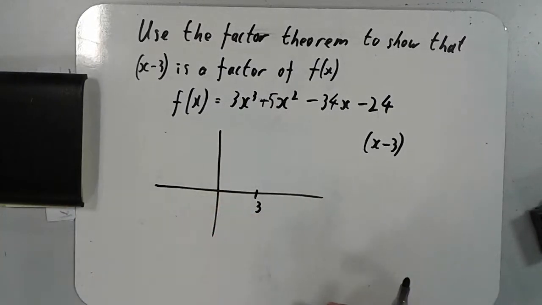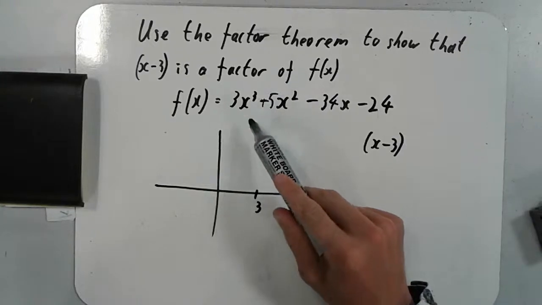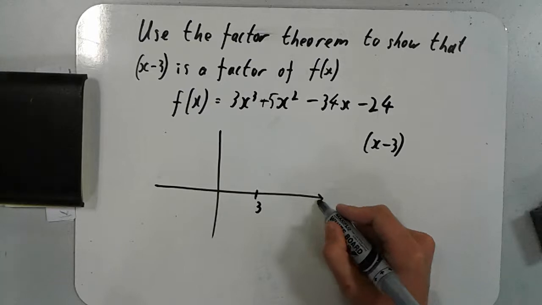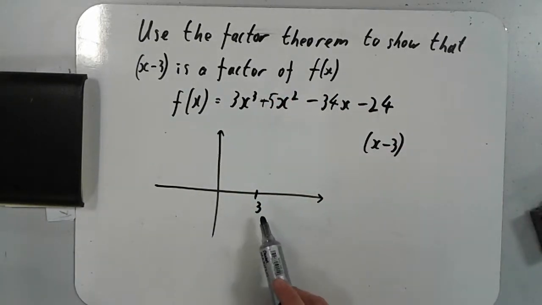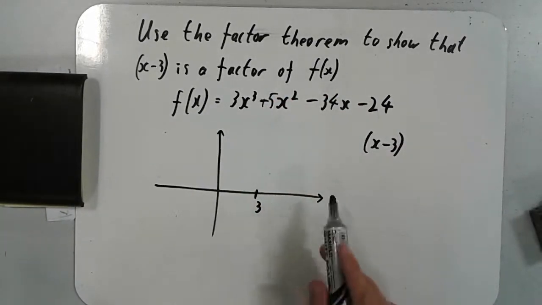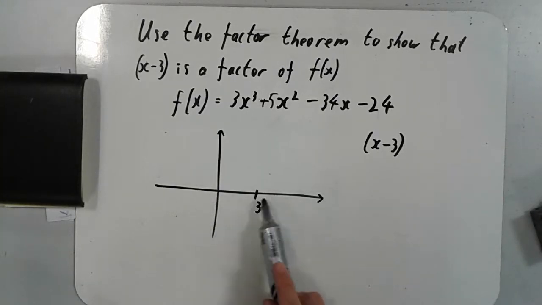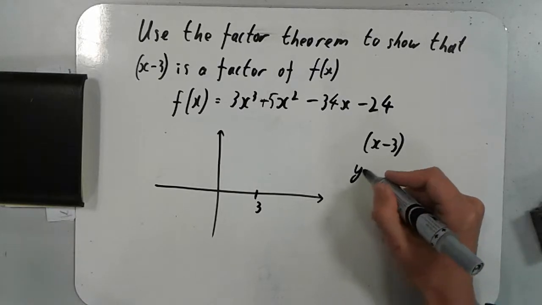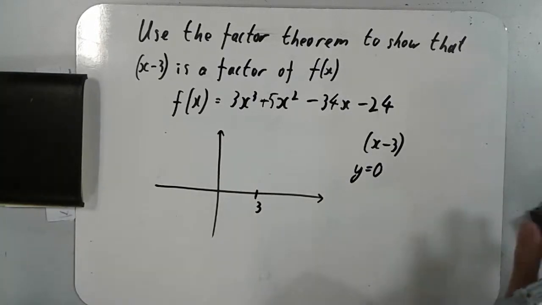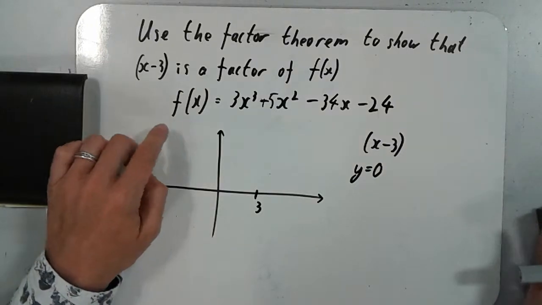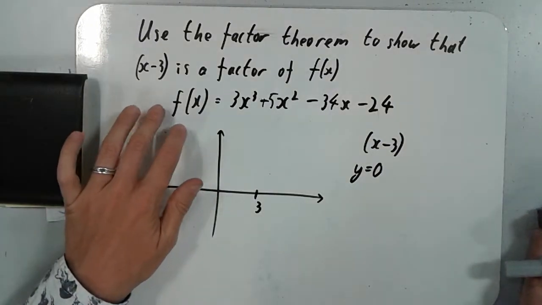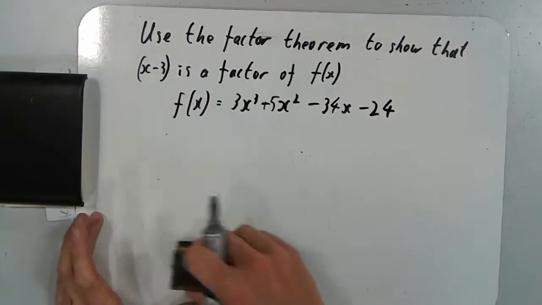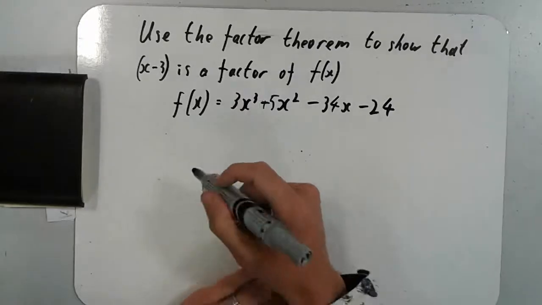We don't know much else about this graph at the moment, besides the fact that it's a cubic, but it does pass through x is 3. Okay, so what does that mean? Well, if it passes through x is 3, that means that when x is 3, y would be 0. Y, if we're graphing this, would be the value of f(x). So all that the factor theorem is telling us is basically something that we already knew from when we sketched quadratics right at the beginning.